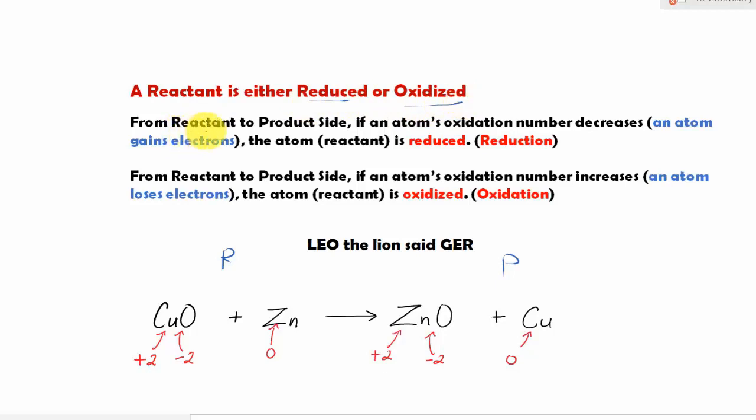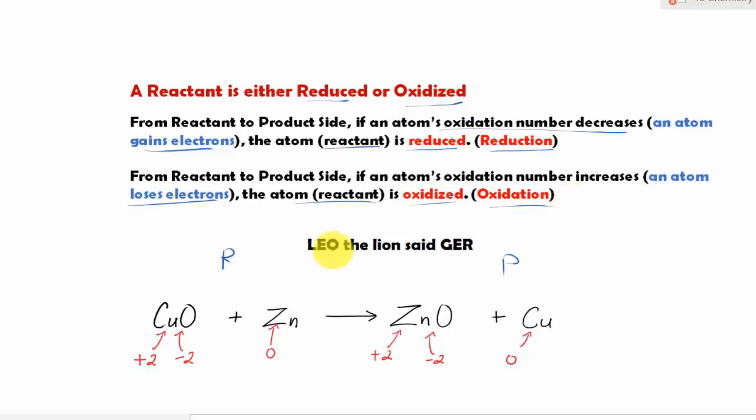First of all, from reactant to the product side, if an atom's oxidation number decreases, the only way that's possible is because it is gaining the negative electron to cancel out that positive. That atom coming from the reactant is considered reduced through the reduction process. Vice versa, if an atom going from reactant to the product side has an oxidation number that increases, the only way that's possible is because it is losing the negative electron to become more positive. So that particular reactant or atom is considered oxidized through the oxidation process.